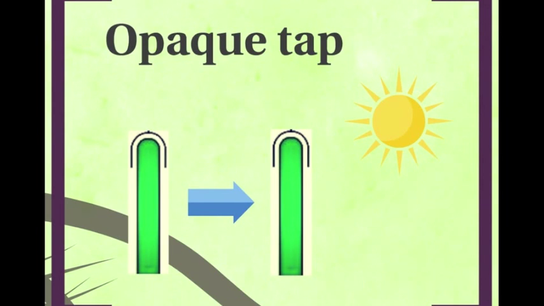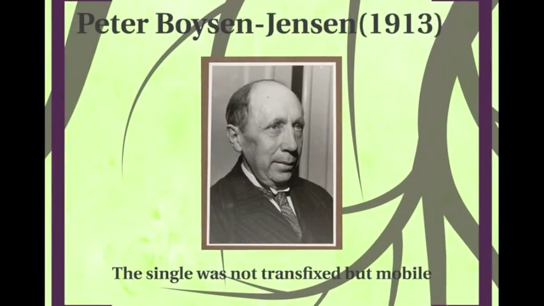Darwin concluded that the tip was responsible for sensing light and that a messenger is transmitted in a downwards direction from the tip of the coleoptile, causing it to bend. In 1913, Danish scientist Peter Boysen Jensen demonstrated that the messenger was not fixed, but mobile.